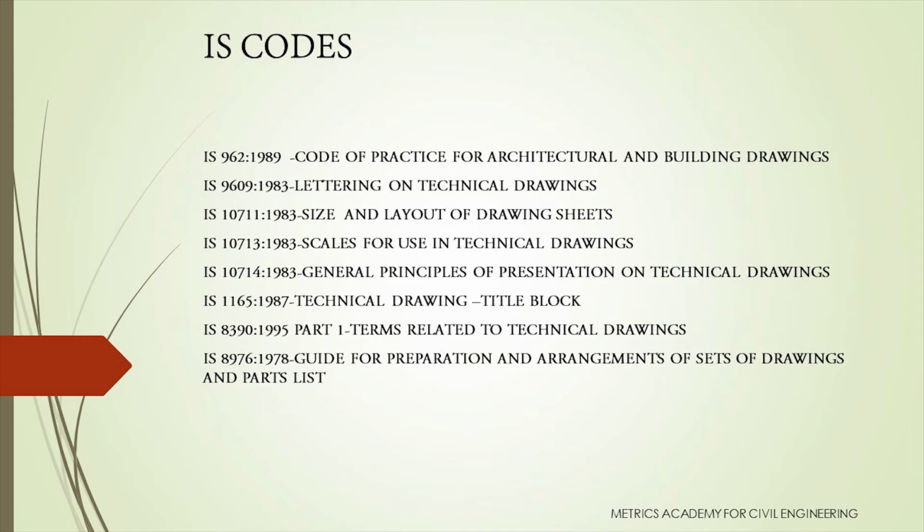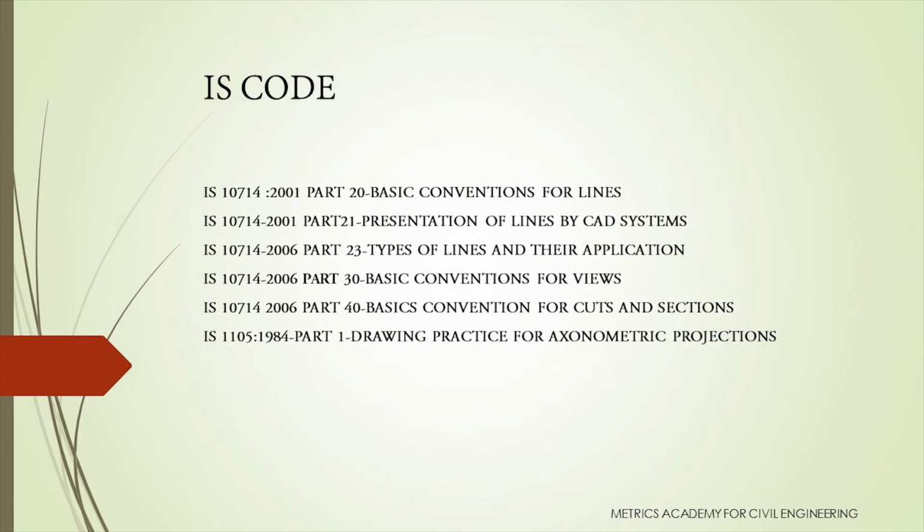The next is IS 8390-1995, Part 1, Terms related to technical drawings. The next is IS 8976-1978, Guide for Preparation and Arrangements of Sets of Drawings and Parts List. The next is IS 10714-2001, Part 20, Basic Conventions for Lines.